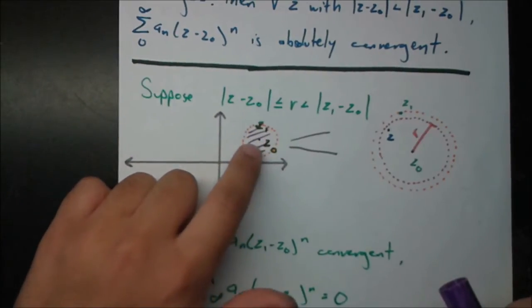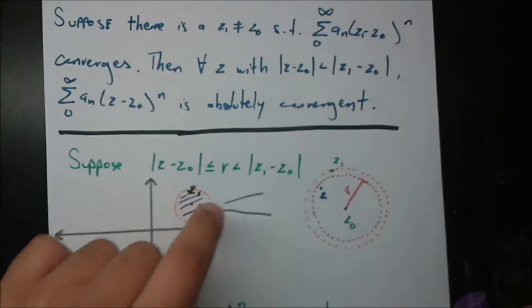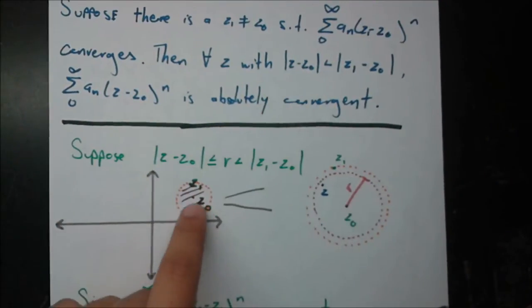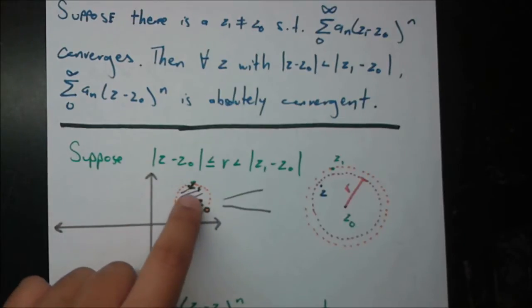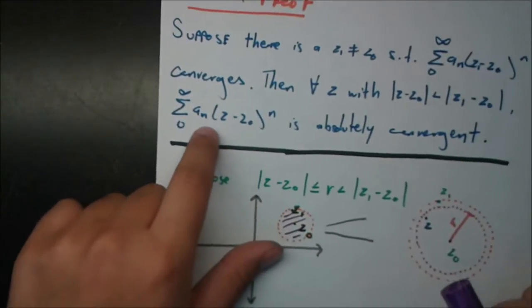Every point inside of the circle, every z in there, satisfies this condition, because the distance from any purple point to z naught is less than the distance from z1 to z naught. And we just see that geometrically. And then if we take that distance and put it through this series, that will be absolutely convergent.